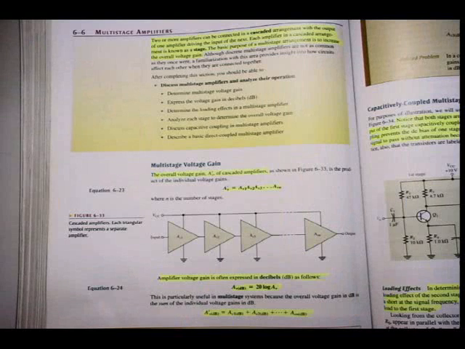Two or more amplifiers can be connected in a cascaded arrangement. Cascaded means when the output of one amplifier is driving the input of the next amplifier. So they're connected in series, with the output of the one amplifier driving the input of the following amplifier. Each amplifier in a cascaded arrangement is known as a stage. And of course, the basic purpose of a multi-stage arrangement is to increase the overall voltage gain.